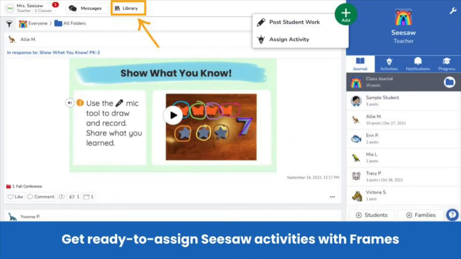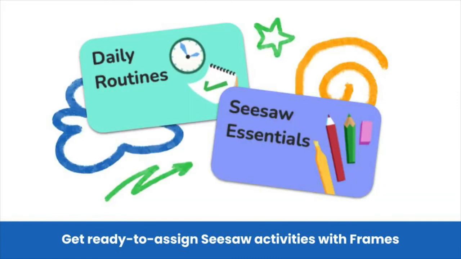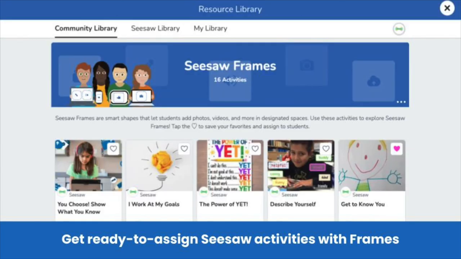Start using Frames today. Find ready-to-go Seesaw lessons and activities that include Frames in the resource library. Tap the library button at the top of your class journal. In the Seesaw library, tap the daily routines or Seesaw essential tiles to find lessons from Seesaw that include Frames. In the Community Library, tap the Seesaw Frames tile to find activities from our community that include Frames.